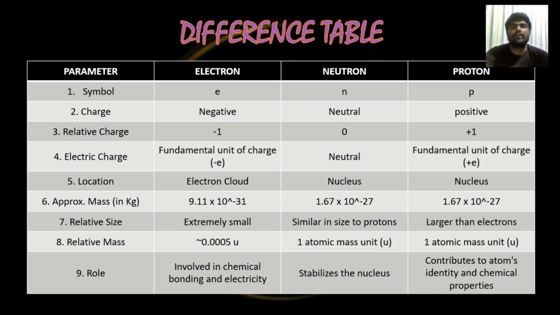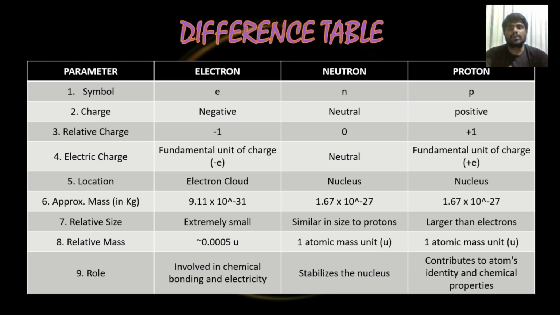Symbol of representation for electron is small e, for neutron, that is N, and P for protons. Charge: electrons have negative charge, neutrons are neutral, and protons have positive charge. Relative charge: -1 for electron, 0 for neutron, and +1 for proton. Electric charge: it is a value of negative of the fundamental unit of charge for electrons, neutral for neutrons, and positive value of the fundamental unit of charge for protons. We'll discuss what the fundamental unit of charge is in the next slide.